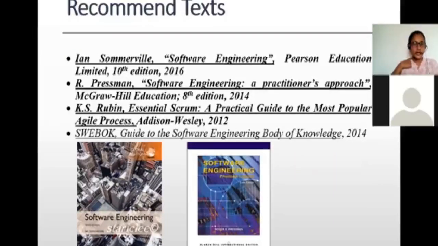Now, when it comes to the recommended text, right? Our reference book is Ian Sommerville's Software Engineering book, right? So that is the 10th edition we are based on. Pressman's books also you can refer to. So any software engineering books you can refer to, but Ian Sommerville 10th edition is the recommended text, right?